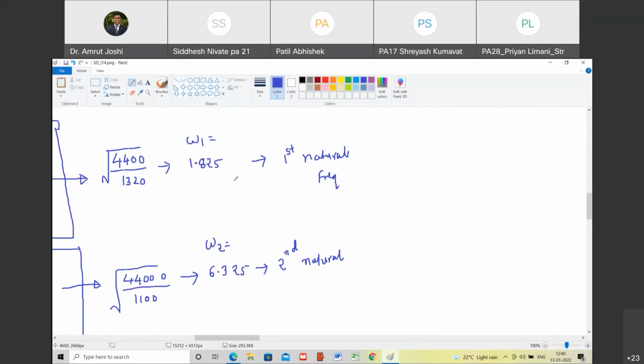Square 1.825 and how much do you get? Square it. 3.33. Do you remember this number? 3.333. Square 6.325. How much do you get? 40. Do you remember this number? What are these numbers? These are eigenvalues of M inverse k. Do you agree with me?